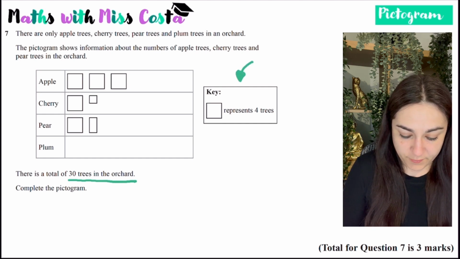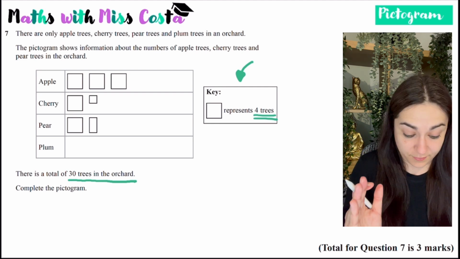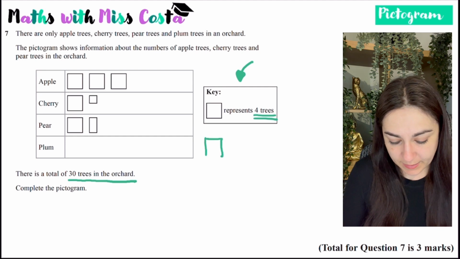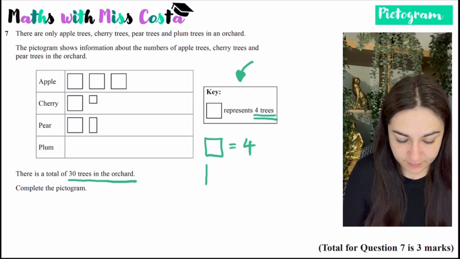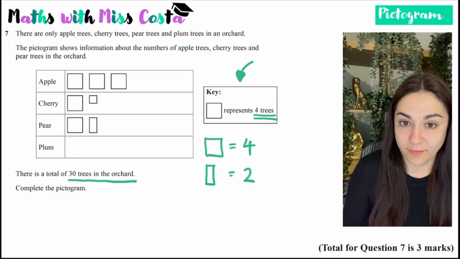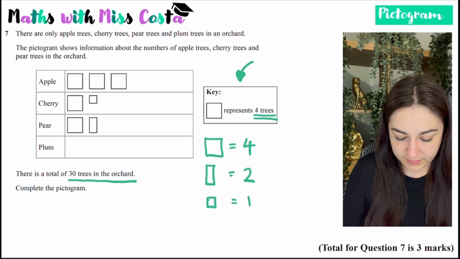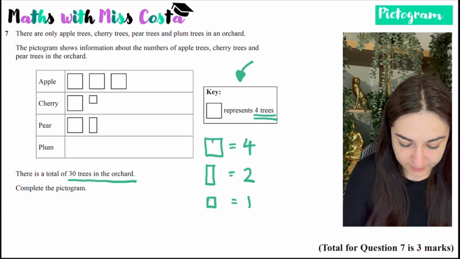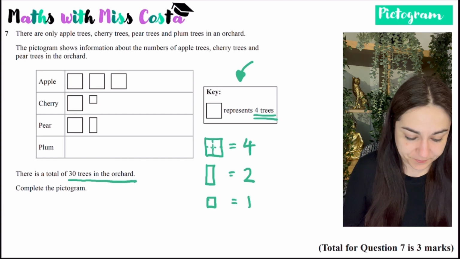I know that a full square represents 4 trees. So if I've got half a square, I know that's going to represent half of 4, which would be 2. So it might be helpful to just show myself what everything is. A square is going to be 4. Half a square is therefore half of 4, which is 2. And if I get something like this, which is a quarter of a square, that is going to be 1, because that's 4 being split into 4 parts. So you're left with 1.